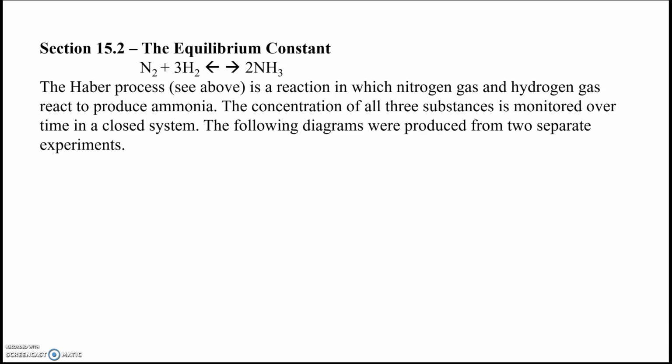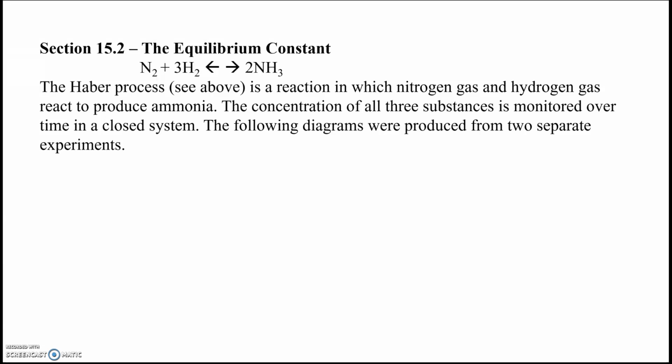This was very important at the beginning of World War I in Germany, and it was a very well-known, well-documented process in the German chemical industry. Now, it's a reaction in which nitrogen gas and hydrogen gas react to produce ammonia, and we're going to monitor the concentration of all three substances over time in a closed system.